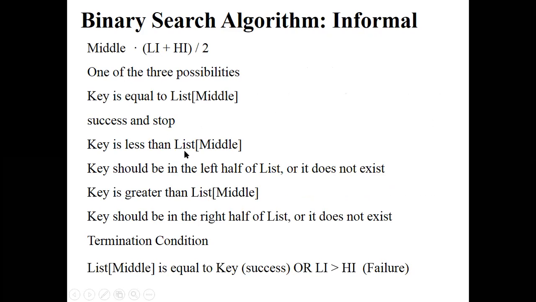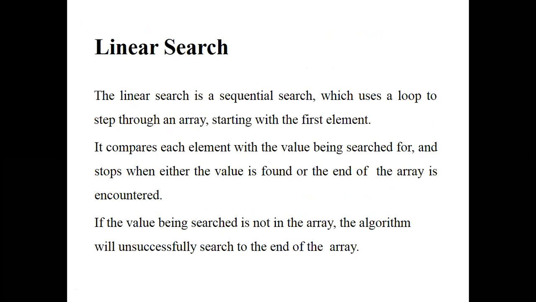So this is all, we just explain it in the words here. Linear search is a sequential search which uses a loop to step through an array, starting with the first element, as we already discussed. It compares each element with the value being searched for, and stops when either the value is found or the end of the array is encountered, as we perform all these in our study.